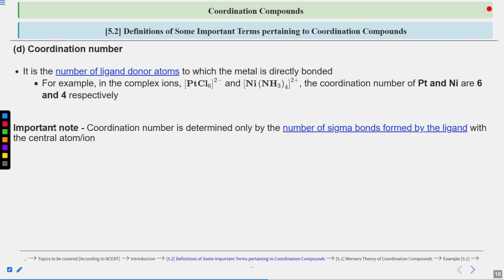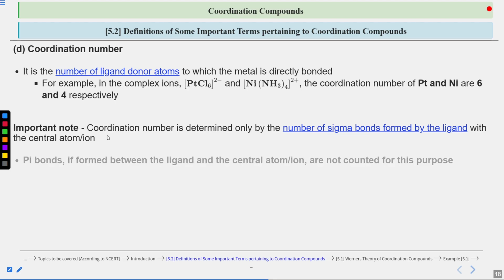An important note is that the coordination number is determined only by the number of sigma bonds formed by the ligands with the central atom or ion. So you can only calculate the coordination number by determining the number of sigma bonds forming between the ligands and the central atom or ion. Pi bonds, if formed between the ligand and the central atom or ion, are not counted for the coordination number calculation.